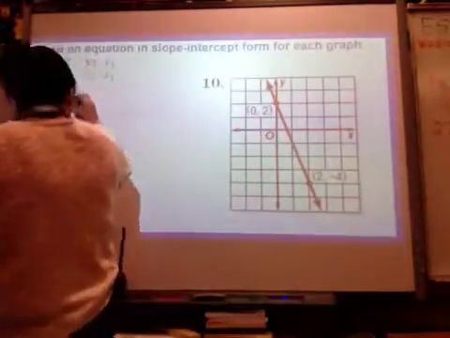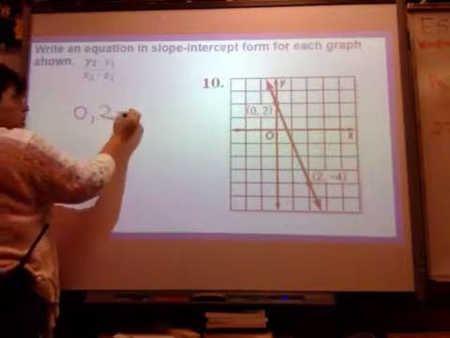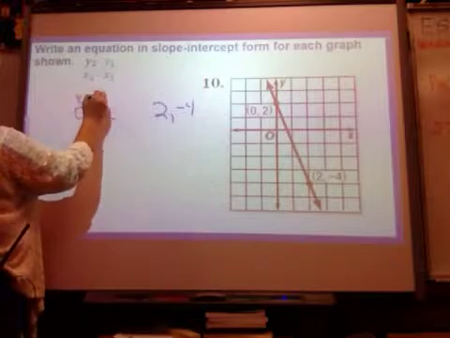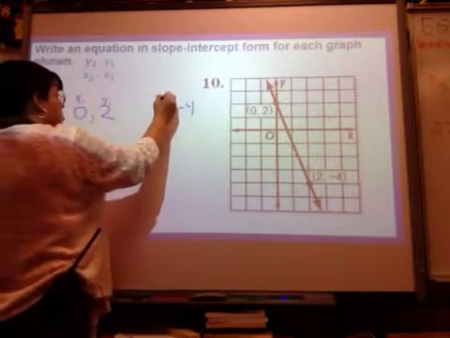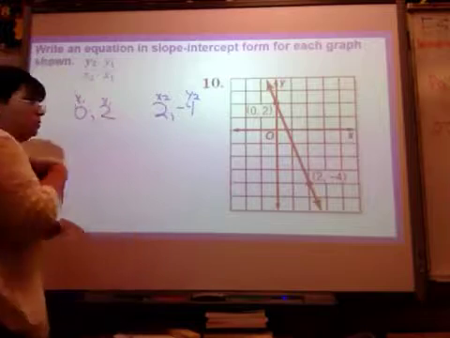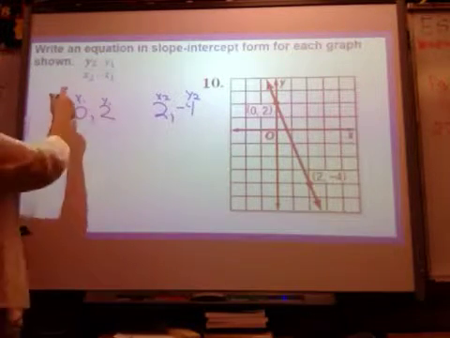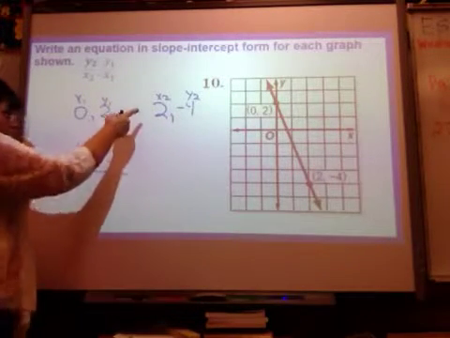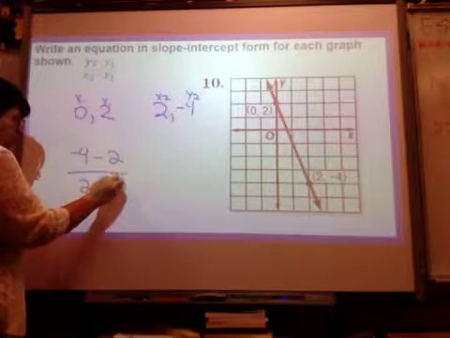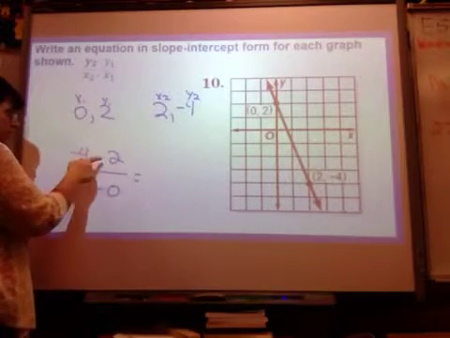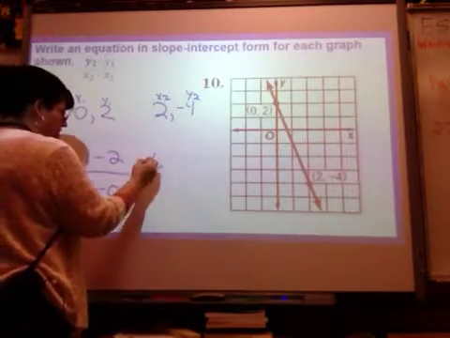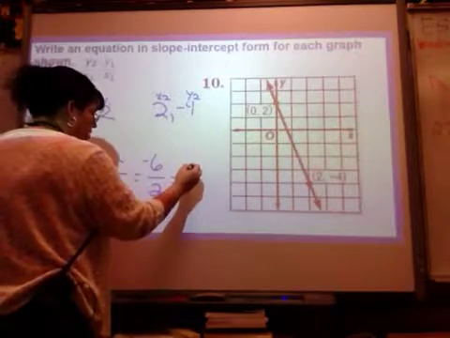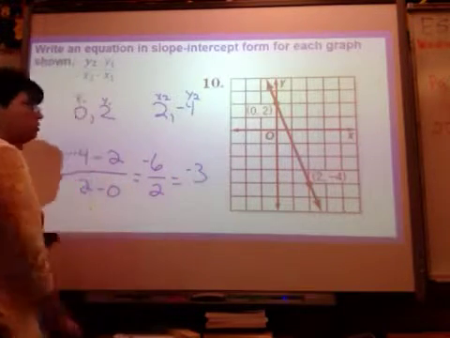So we have 0, 2, and 2, -4. So there's my x1, y1, x2, y2. Makes me feel good to do that so I know where I'm plugging things in with my formula. So now I have a -4 minus 2. Then I have 2 minus 0. Well, I know that I have a negative on my opposite side, so I'm going to add and keep that sign. And then I have a 2, and 2 will go into -6, -3 times, and there's my slope.